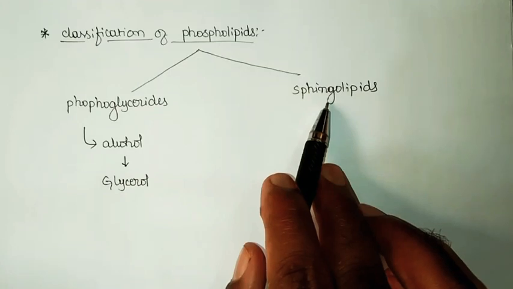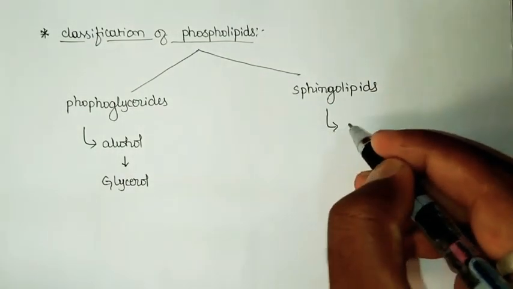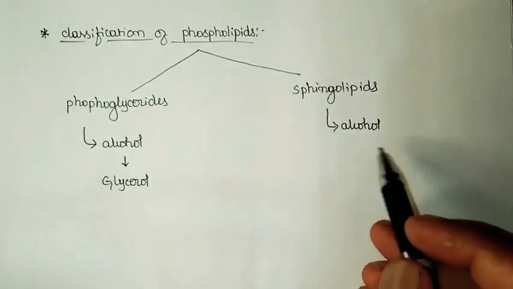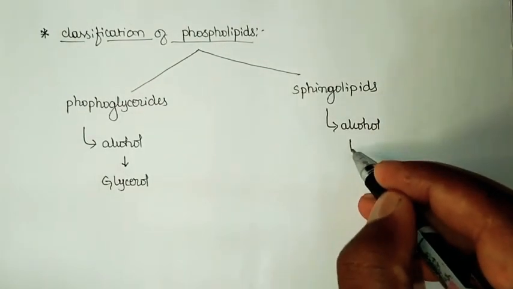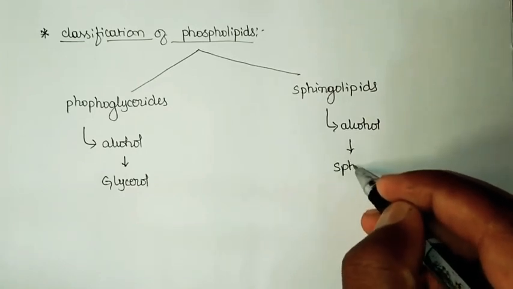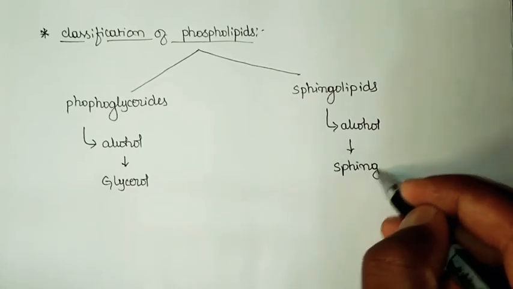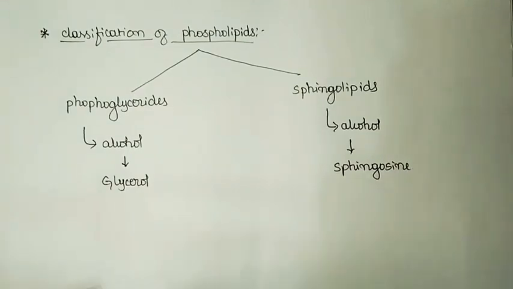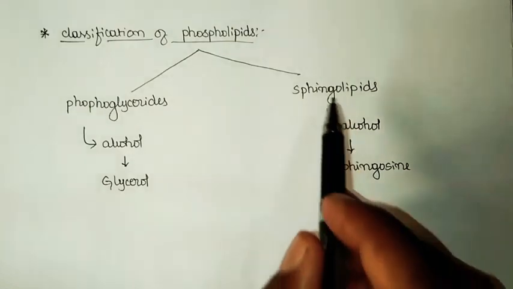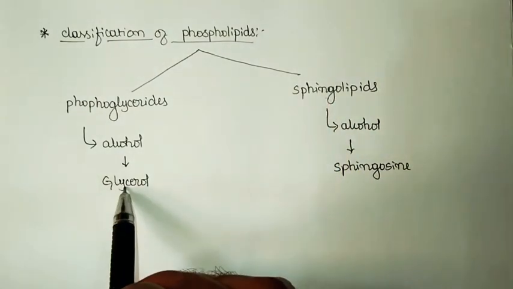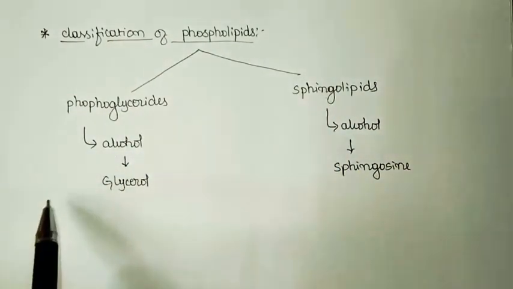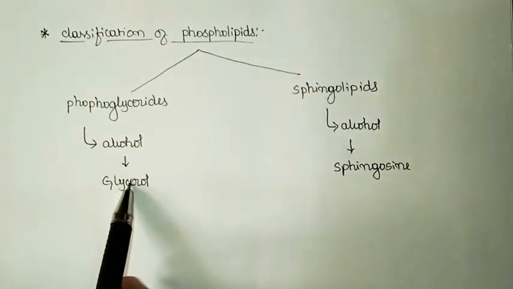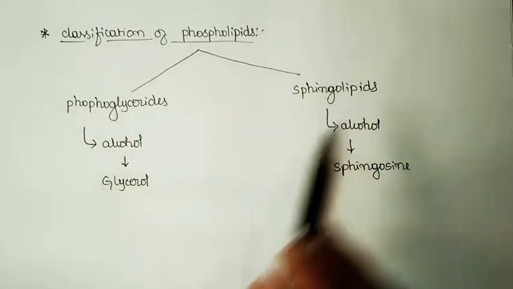But if you come to the case of sphingolipids, here we don't have glycerol. Instead of glycerol, at the place of alcohol, we will have another alcoholic content called sphingosine. Sphingosine is the alcohol present in sphingolipids. Glycerol is the alcoholic material present in phosphoglycerides. Thus, we call these materials phosphoglycerides and sphingolipids.